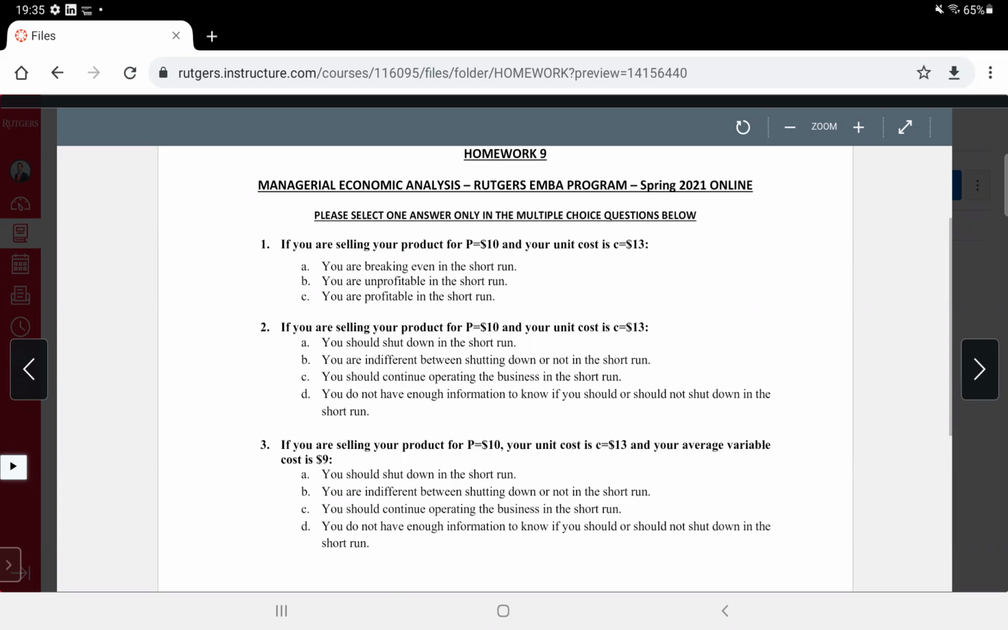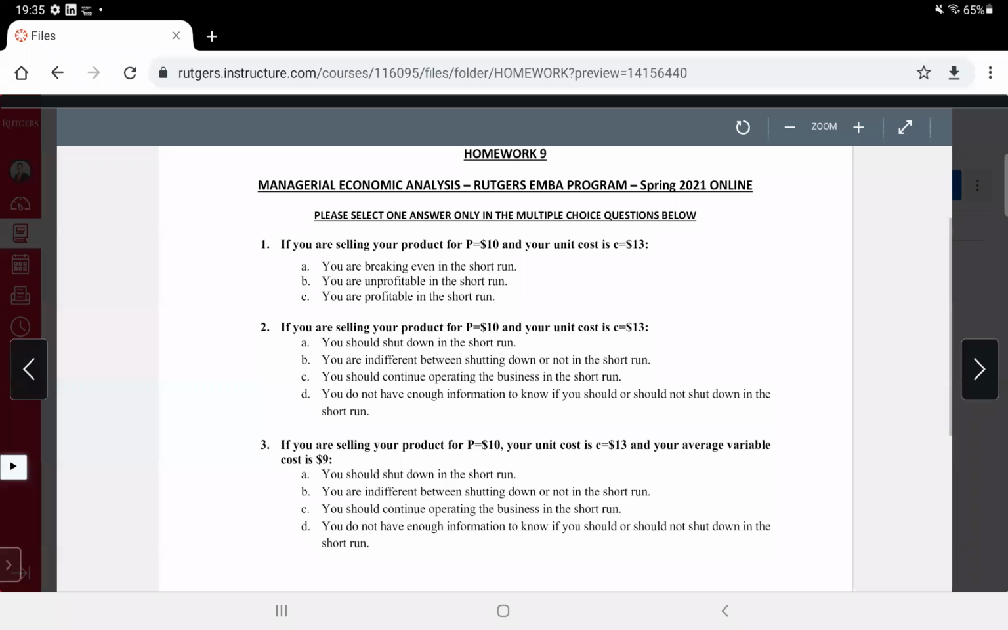So number 1, if you're selling your product for $10 and your unit cost is 13, unit cost is the average total cost. So you're selling for $10, but on average it's costing you to produce and sell each unit $13. Are we breaking even? No. Are we profitable? No, we're unprofitable in the short run, right? We're losing money. We're losing $3 with each unit that we produce and sell. So 1B is in Bravo.